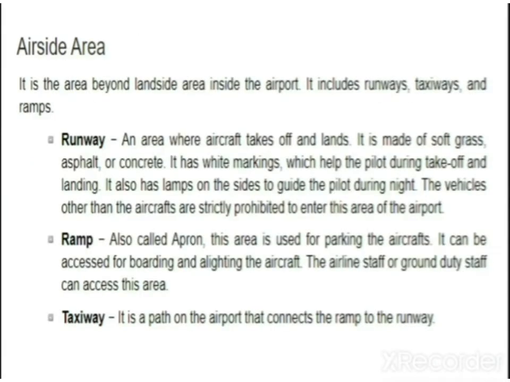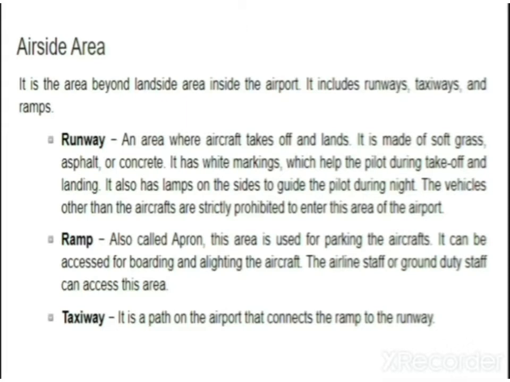The runway, ramp, and taxiway: these three components are generally considered the airside area. You can see here, it is the area beyond the landside area in the airport. It includes runways, taxiways and ramps. Ramp is also called apron. We already know that the runway is the component of the airport provided for the takeoff or landing of aircraft.